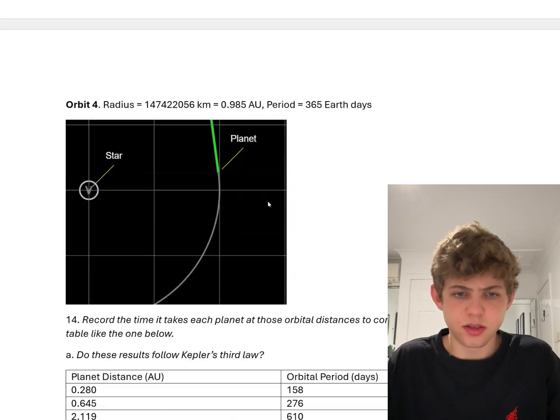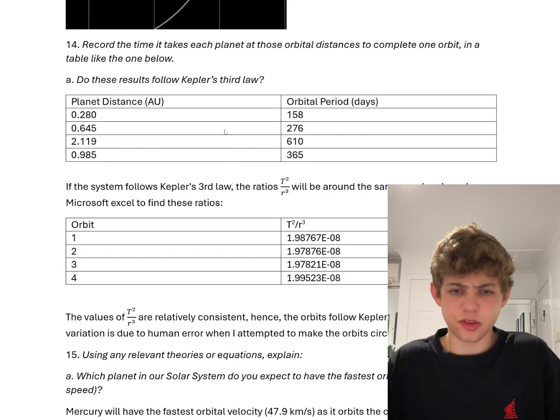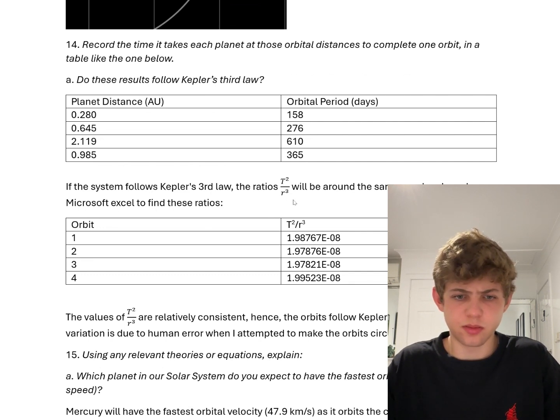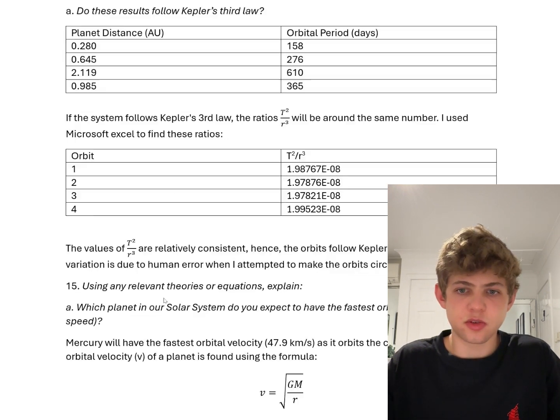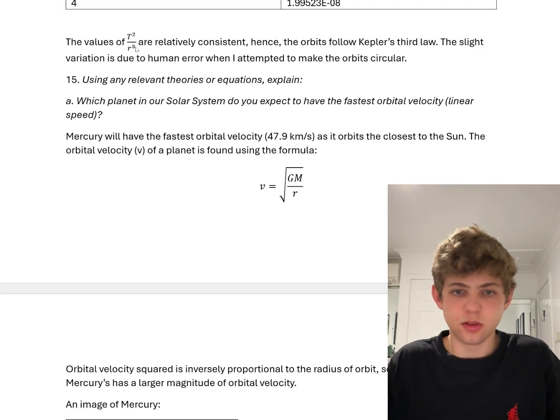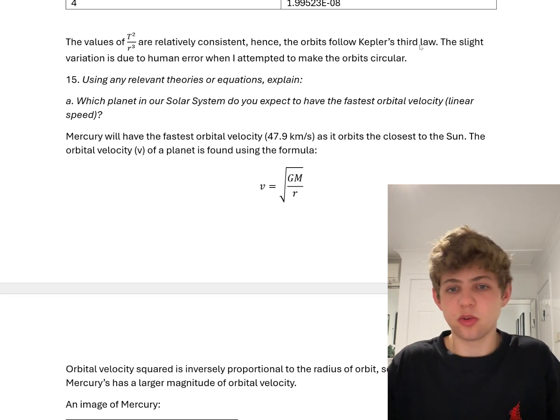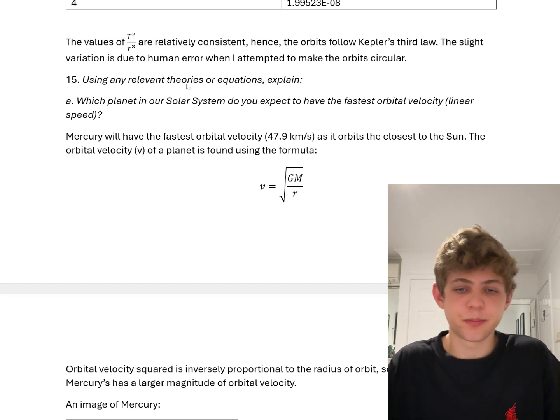Here I made the table, and the system follows Kepler's third law because the ratio of period squared to radius cubed is around the same number, which you can see here. The values of period squared to radius cubed are relatively consistent, so the orbits follow Kepler's third law. The slight variation is due to human error when I tried to make the orbits circular.